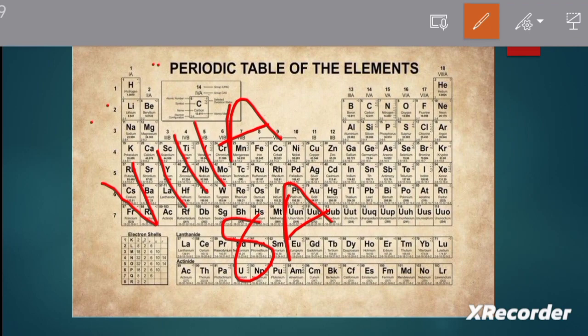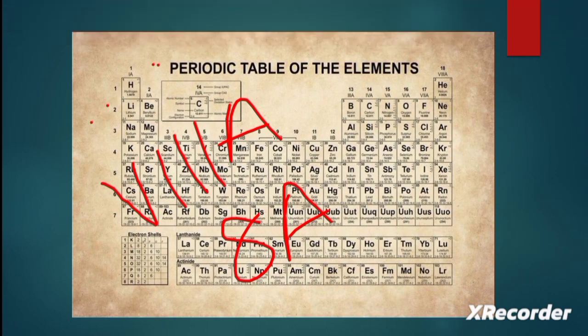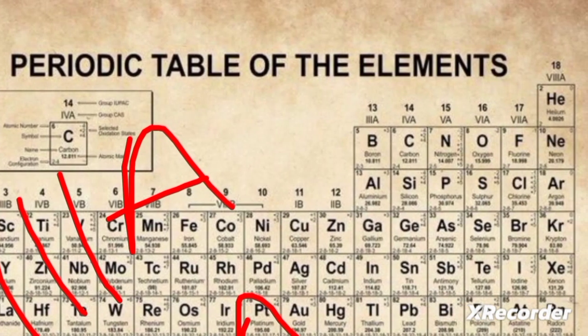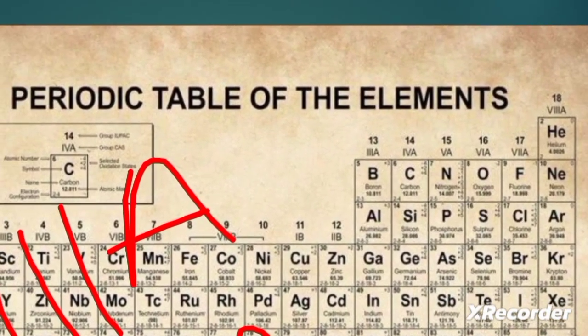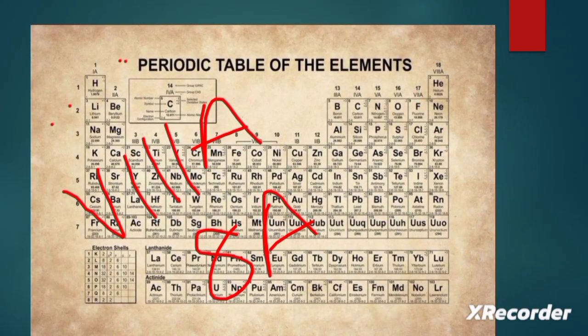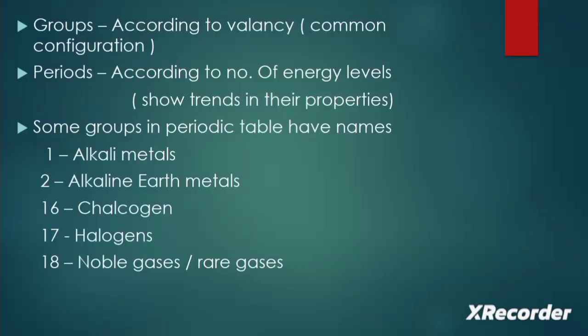So here they gave the normal method. It is easy for us: 1, 2, 3, 4, 5, 6, 7, and so on. The groups were named from 1 to 18 by IUPAC, the International Union of Pure and Applied Chemistry. Here is a summary of the lesson that we discussed now.